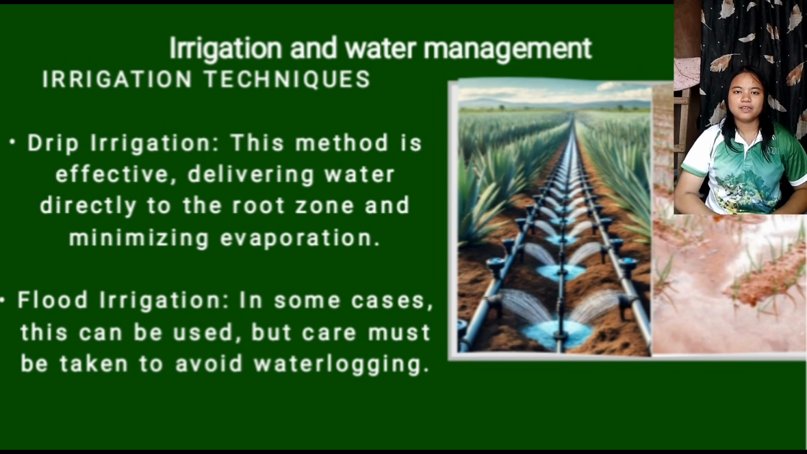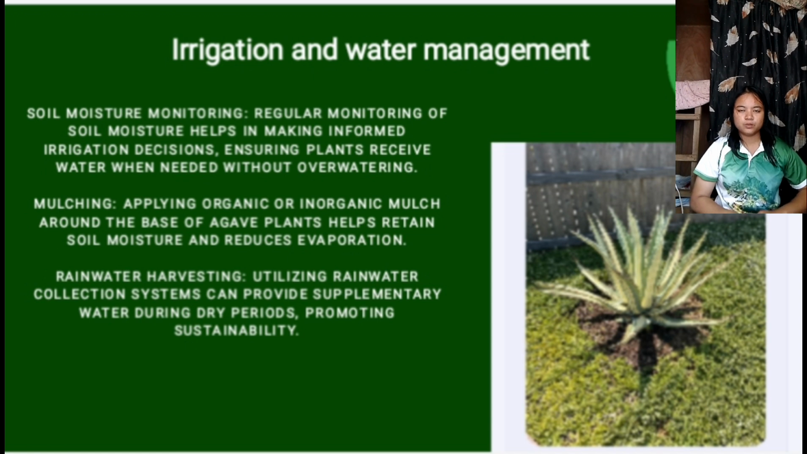Second, flood irrigation. In some cases this can be used, but care must be taken to avoid waterlogging. For water management, soil moisture monitoring: regular monitoring of soil moisture helps in making informed irrigation decisions and ensuring plants receive water when needed without overwatering.